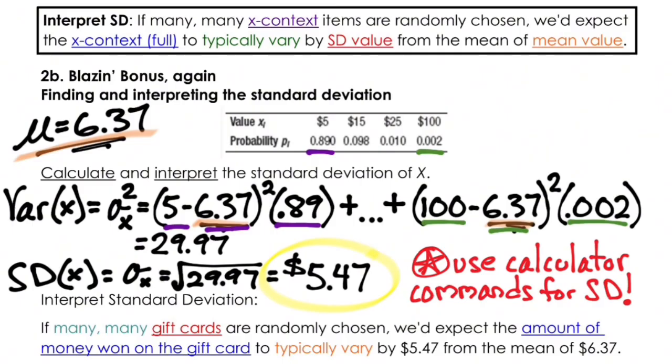And then right at the bottom, the interpretation of standard deviation using the correct sentence builder. If many gift cards are randomly chosen, we would expect, and the whole point is money, the amount of money won on the gift card to typically vary. Very important you include typically varying. That's the whole point of the standard deviation concept. Typically varies by $5.47 from the mean of $6.37. Write it this way every single time. You will never miss an interpretation question if you use this sentence builder.